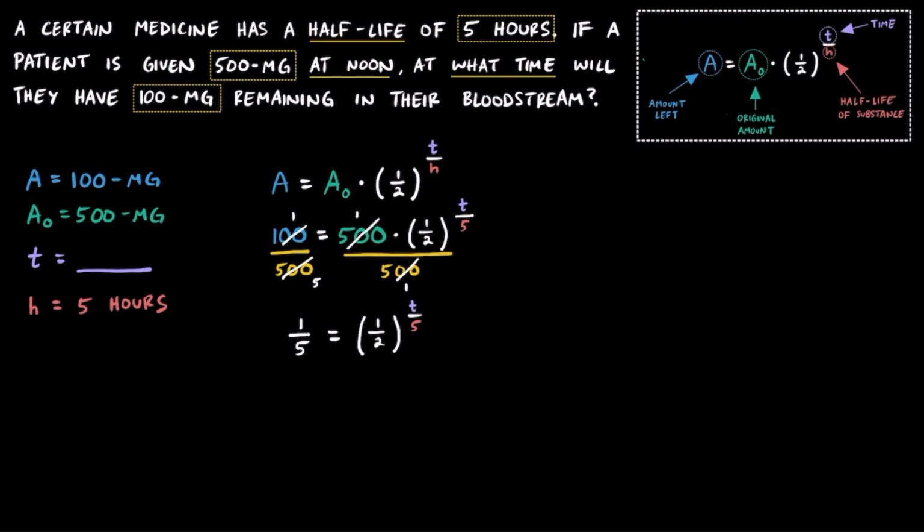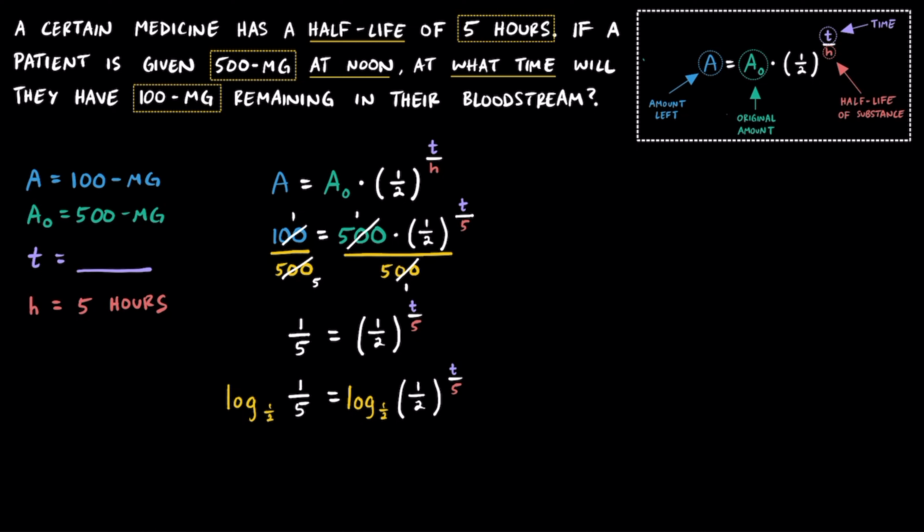To solve for the value of T, we're going to somehow need to get that down from being an exponent. The trick in getting that variable down from the exponent is that we're going to use logarithms. Specifically, we're going to take log base 1/2 of both sides of the equation here. Why are we taking log base 1/2? Well, the base of the power is 1/2, so we have to take log base 1/2 to cancel that out.